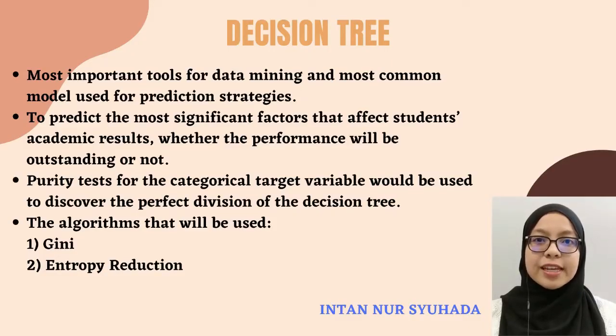We move forward to the second method of analysis, which is the decision tree. Decision tree is one of the most important tools in data mining techniques, and it is commonly used for prediction strategies. For this study, the decision tree will be used to predict the most significant factors that affect student academic performance in UiTM Seremban 3, whether the performance is excellent or non-excellent. The purity test for categorical variables would discover the perfect division of the decision tree, and the algorithms used are the Gini and entropy reduction criterion.